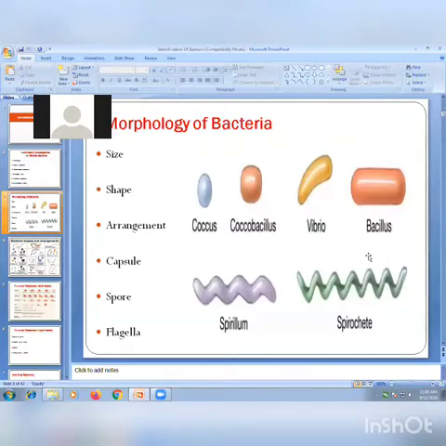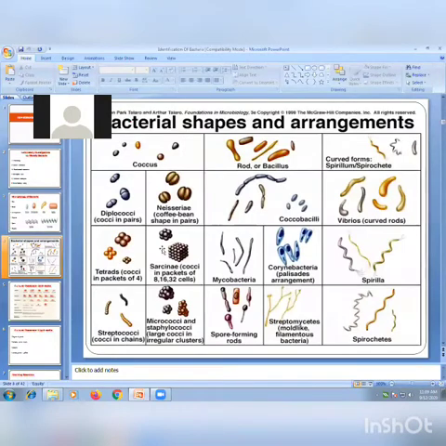And the last morphological feature we use for identification is the flagella. All of you know flagella is an organ of locomotion. For motility, flagella is necessary. Again in flagella, based on the number of flagella present on the cell, they are divided into different types: monotrichate flagella, amphitrichate flagella, lophotrichate flagella, and peritrichate flagella. So these are also useful for identification of bacteria. All these morphological features and characteristics we take into consideration for identification of bacteria.